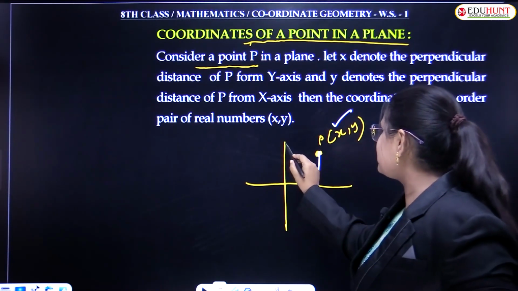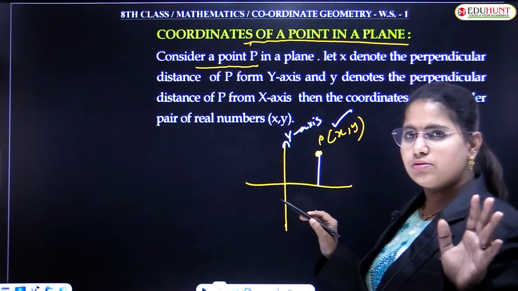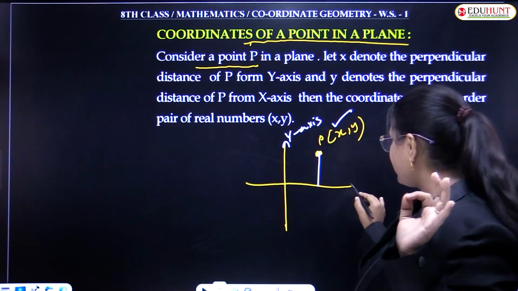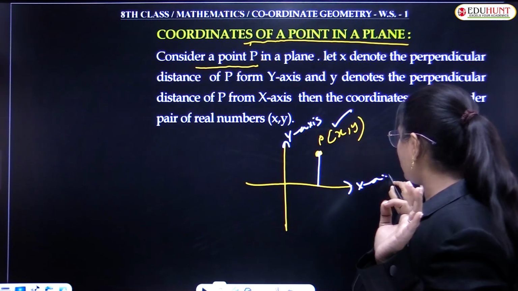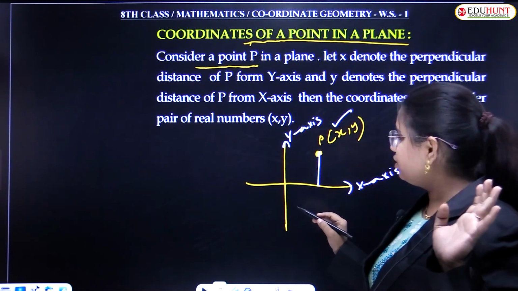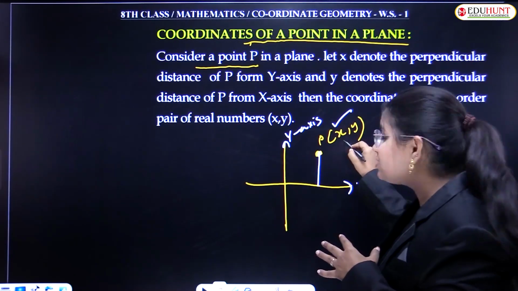This is the y-axis, right? Simple coordinate geometry. The vertical line is called the y-axis. The horizontal line is called the x-axis. Up to here everything is clear? So I am taking one point P(x, y). What does this x mean?